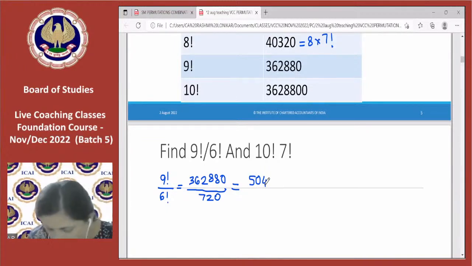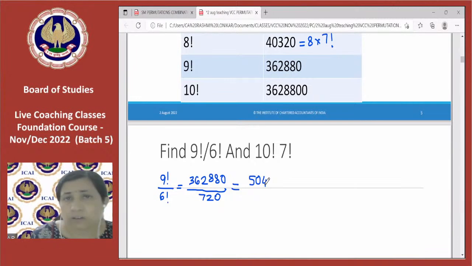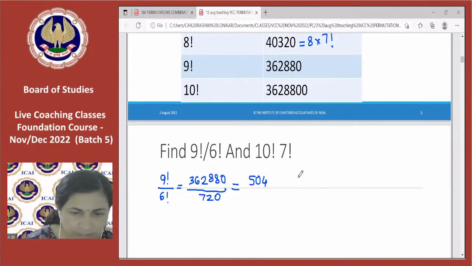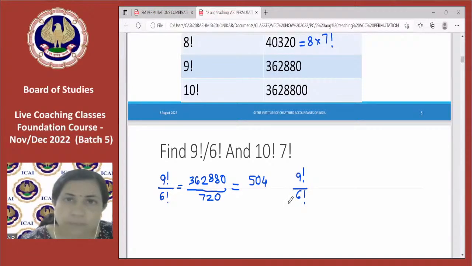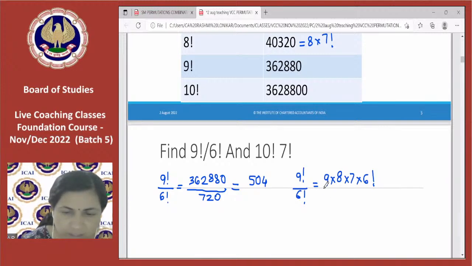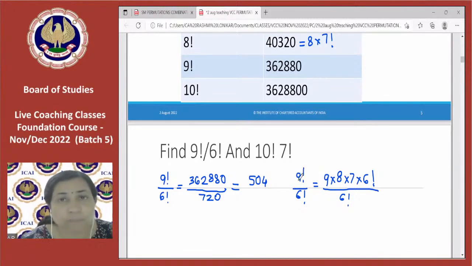Okay, let us use the other method also. Why? Because I may not remember how much is 9 factorial. Then what do I do? So in this case, what I will write is 9 factorial upon 6 factorial. I will write from the bigger number up to the smaller number. So I will write this as 9 into 8 into 7 into 6 factorial upon 6 factorial. So I went from the bigger number to the smaller number.